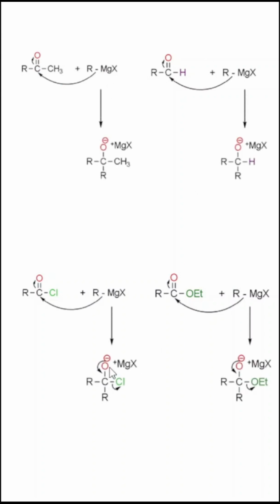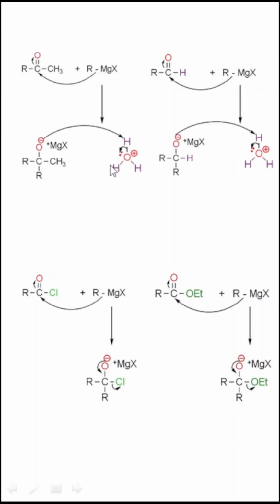How? You can see here that the alkyl group will attack the carbonyl carbon and the pi bond will break. In all of these compounds, a similar thing is happening. Then they will make the compound with O minus and MgX plus. In the ketone and aldehyde, we do the workup, and after the workup, it will form alcohol.